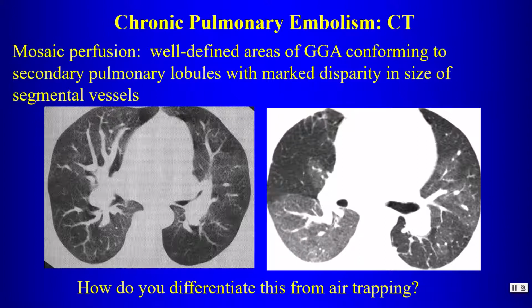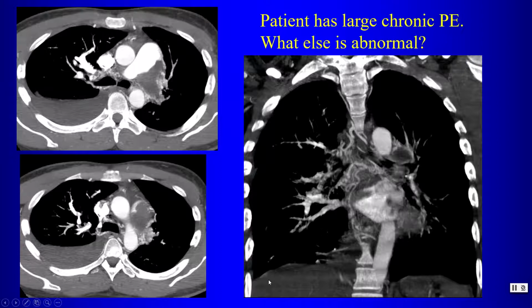Well, air trapping usually breaks down into secondary pulmonary lobules of air trapping, and mosaic perfusion, when it occurs secondary to vascular disease like chronic pulmonary embolism, is usually more diffuse. And also on expiratory imaging, if you do expiratory imaging, the air trapping will be accentuated. Also, if we have mosaic perfusion from chronic thromboembolic disease, you would expect to see these dilated central pulmonary arteries because of the pulmonary artery hypertension.